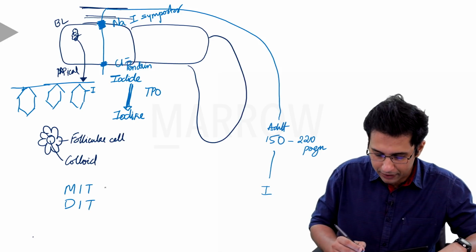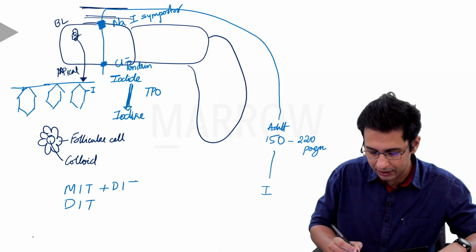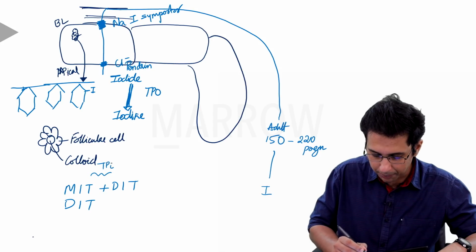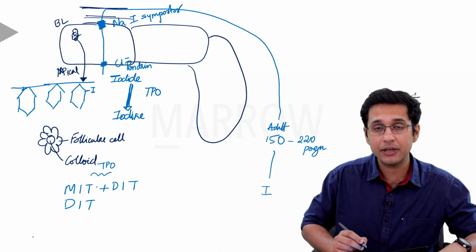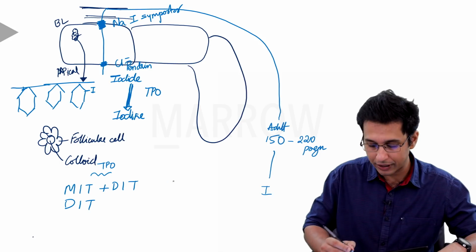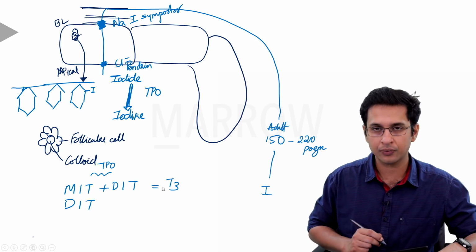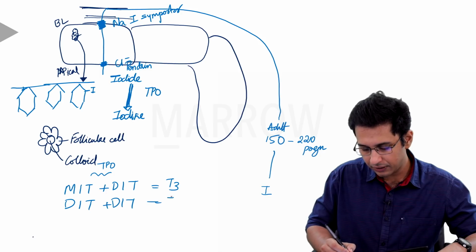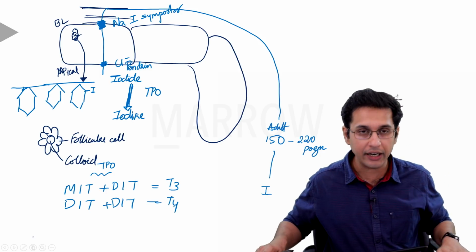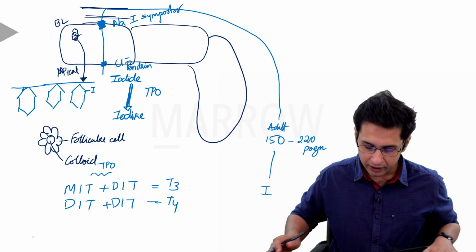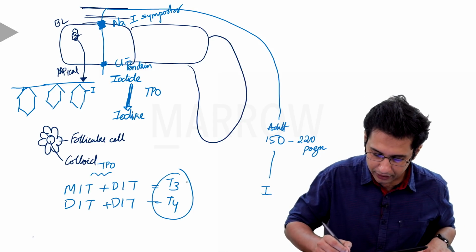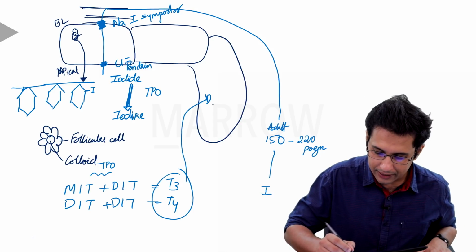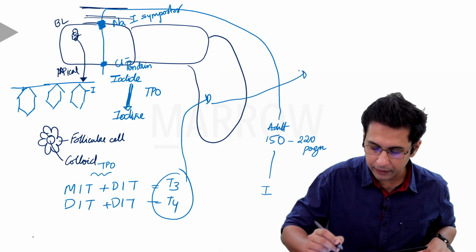Right? Now what happens if you combine MIT and DIT? Again, this enzyme is TPO. This coupling reaction, the enzyme is TPO. If you combine MIT and DIT, you get T3. What happens if you combine DIT and DIT? You get T4. Here are our thyroid hormones. They are ready to be served in the colloid. Now they are taken up back into the follicular cells and then released into the periphery.